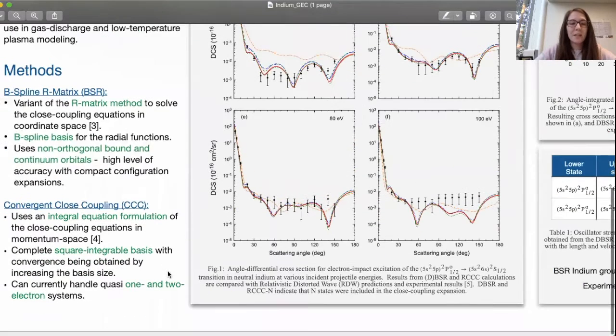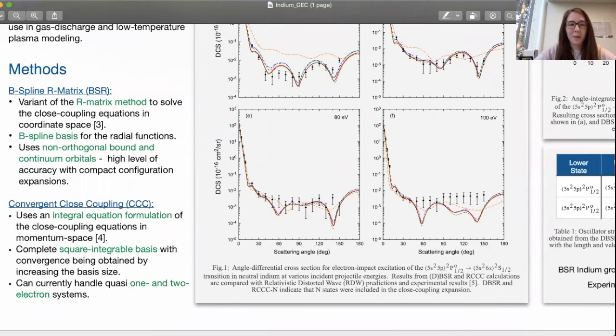To study this, we are going to use two different numerical methods, B-spline R-matrix and convergent close coupling. Both of these methods seek to solve the close coupling equations, BSR using an R-matrix approach. The BSR method has two defining characteristics. Firstly, it uses a B-spline basis for its radial functions, and it also can use non-orthogonal bound and continuum orbitals. This ensures a high level of accuracy with compact configuration expansions.